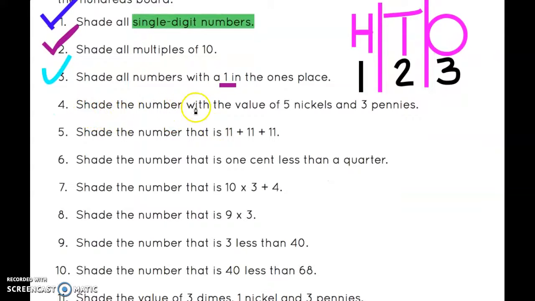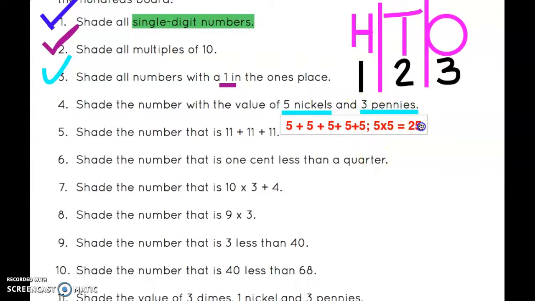Shade the number with the value of 5 nickels and 3 pennies. So first of all, how much is 5 nickels? Well, how much is a nickel worth? A nickel is worth 5 cents, right? So, oops, hold on, delete. Let me back this up. A nickel's worth 5 cents, so I need 5 of them. So 5 plus 5 plus 5 plus 5 plus 5. Or I could have just written 5 times 5. So what is 5 times 5? That equals 25. So 5 nickels would be 25 cents.